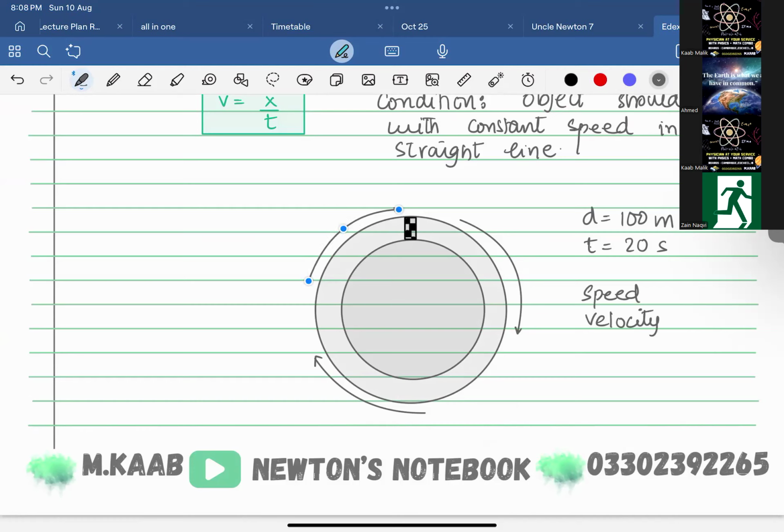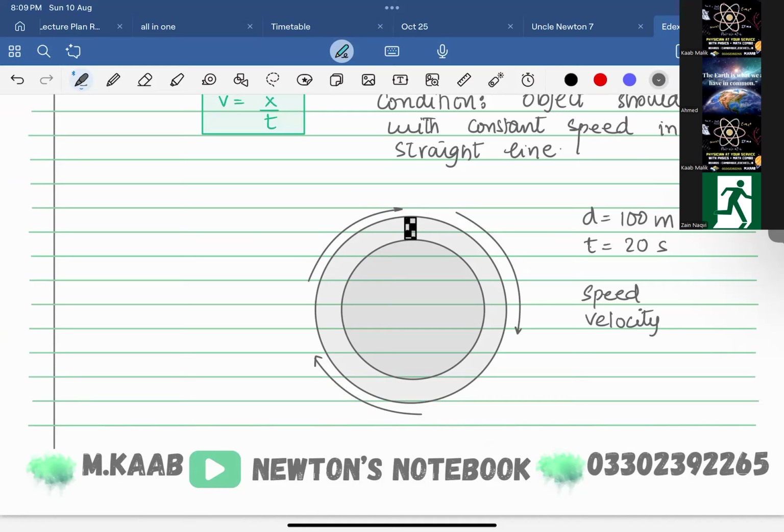Yes, guys. Anybody? Would it be 5? The speed. Okay, good. And what about the velocity? It would be 5 meters per second squared in the direction.